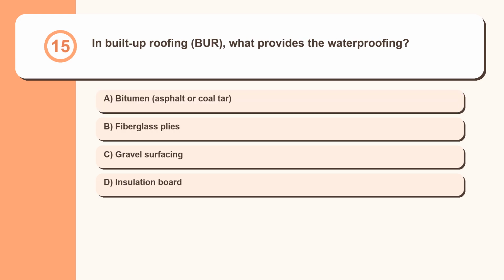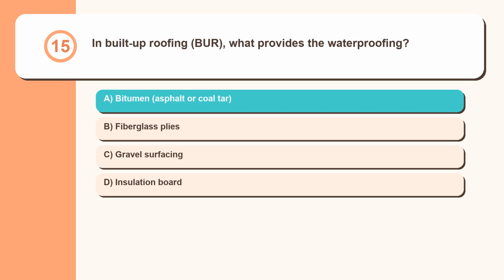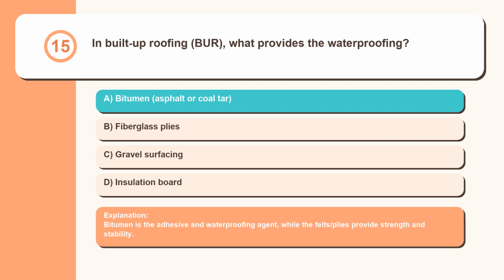Question 15. In built-up roofing, what provides the waterproofing? Bitumen, asphalt or coal tar, fiberglass plies, gravel surfacing, insulation board. Bitumen is the adhesive and waterproofing agent, while the felt/plies provide strength and stability.